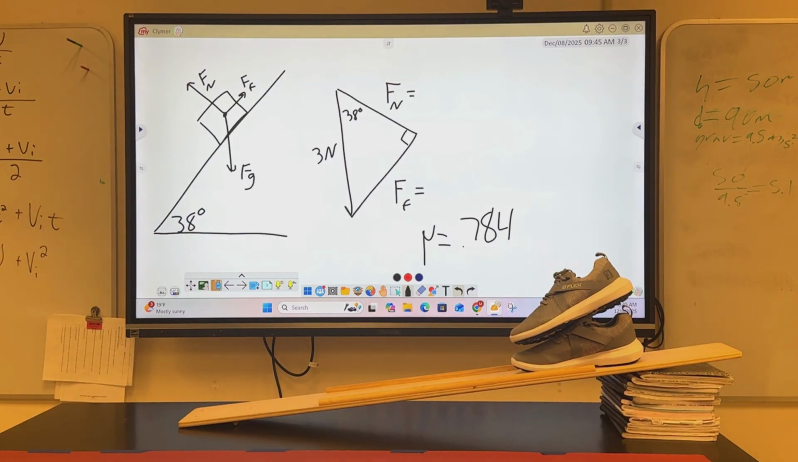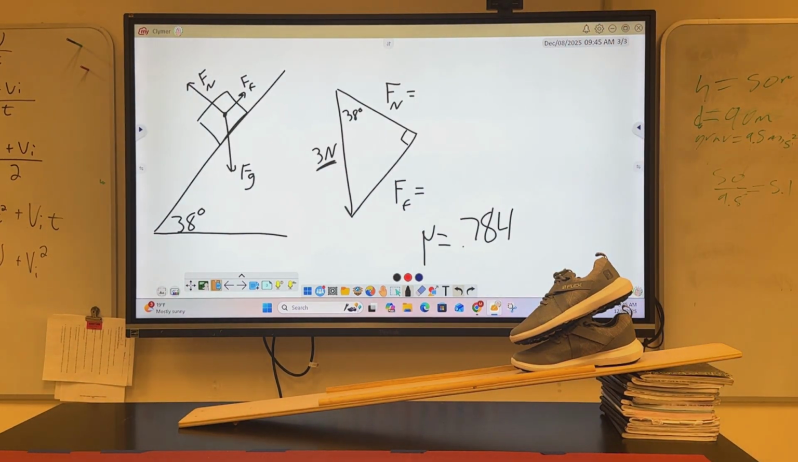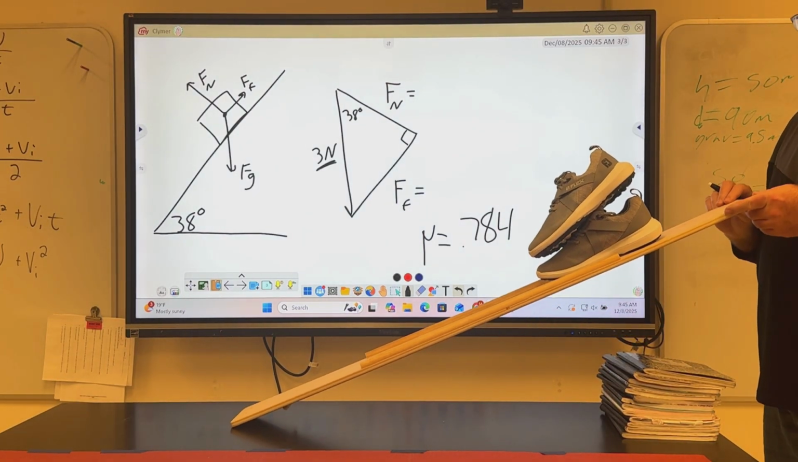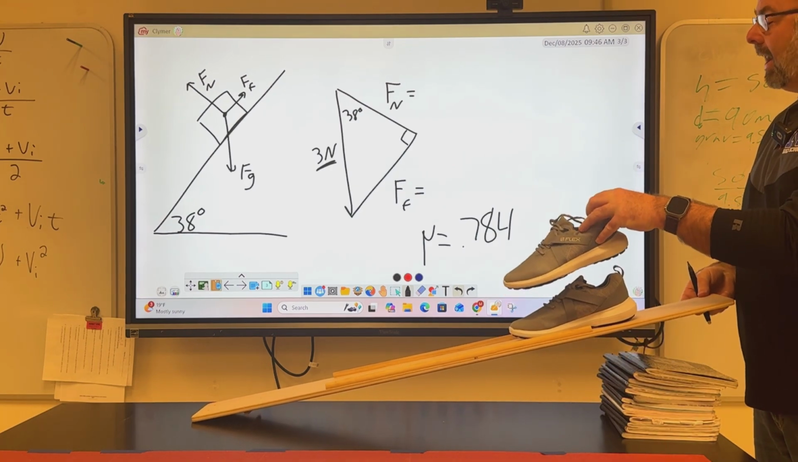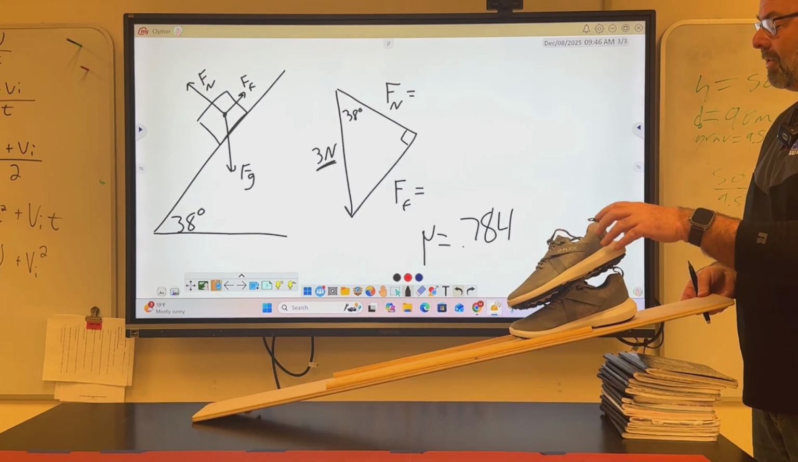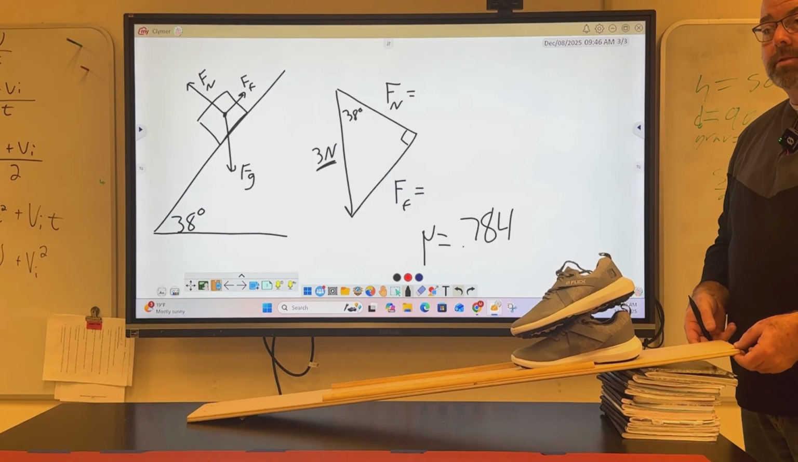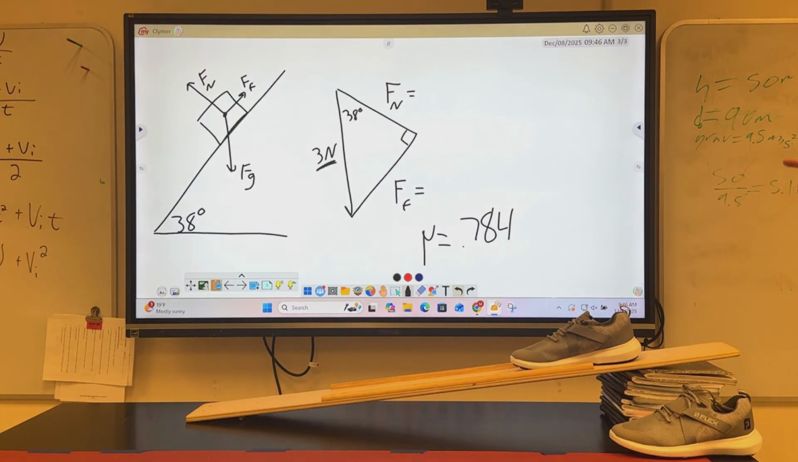Try it. Change that 3 to 6. Same everything else, same angle. It's not moving. Use the 38, that's fine. We'll tape these shoes together if I have to. But what will happen if we just double the mass? So the weight is going to double. If that 3 goes to 6, what do you predict is going to happen to our coefficient of friction?